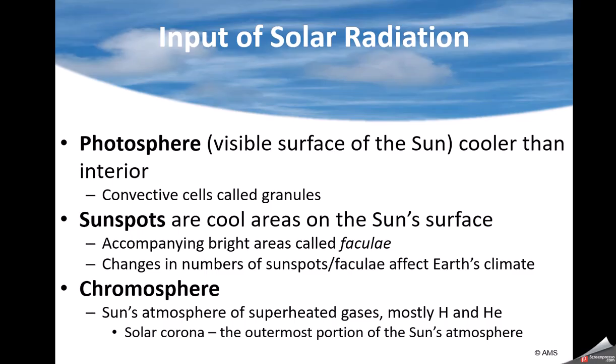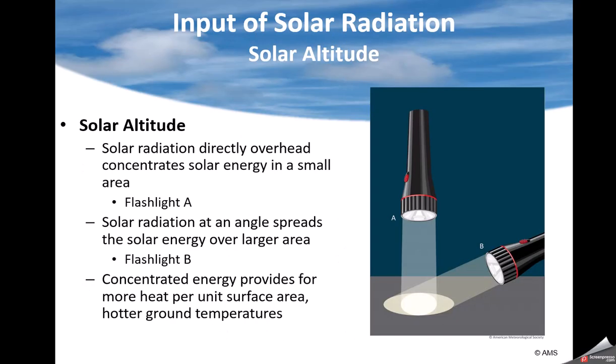Different parts of the sun are the photosphere, which is the visible surface, a little cooler than the interior. Sunspots are cool relative to around them, and changes in sunspots can actually affect Earth's climate to a point. And the outermost sphere of gases around the chromosphere is actually the hottest part of the sun. So now that we've talked a little bit about the sun, we know it releases the most radiation to the Earth. It drives the atmosphere.